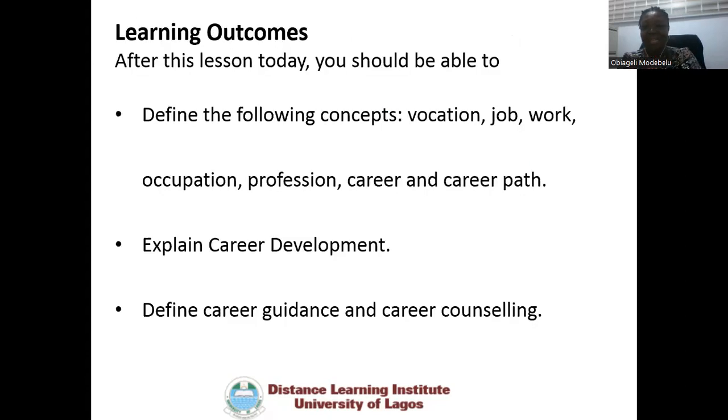After this lesson today, you should be able to define the following concepts: vocation, job, work, occupation, profession, career, and career path, and explain career development. You should also be able to define career guidance and career counseling.